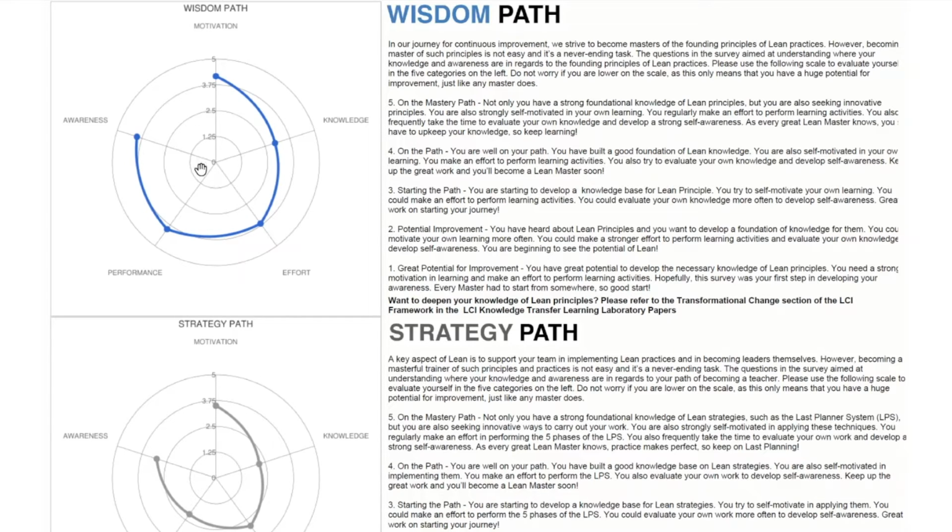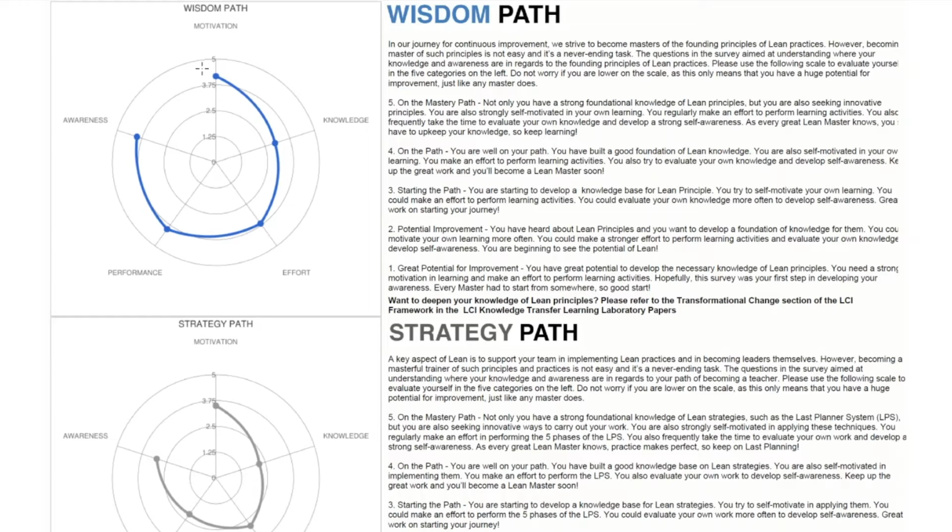I do also take the time to perform the lean principles that have been assessed in this wisdom path. Lastly, as you can see from my awareness level, I do need to take more time in evaluating my own wisdom. For each of the paths, the level of my current path is described on the right. For example, if I was to score a number 1 in regards to, for example, knowledge, it would be an indication that I have great potential for improvement. As it's written in the description, you have a great potential to develop the necessary knowledge of lean principles.